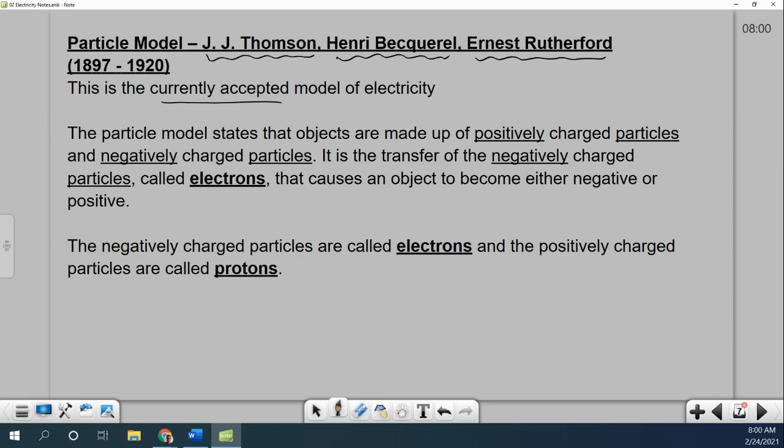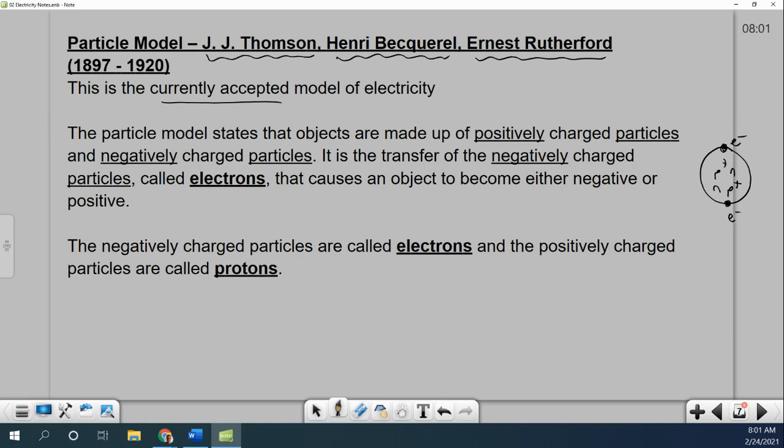The particle model states that objects are made up of positively charged particles and negatively charged particles. That's it. Everything is made up of particles. Some of them are positive, some of them are negative. And you guys know this already from our chemistry unit, right? You've got protons and neutrons in a nucleus, positives and neutrals, and you've got electrons zipping around the outside in shells.